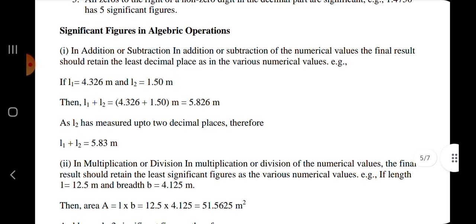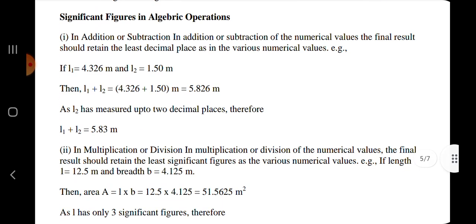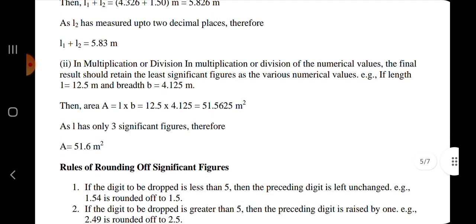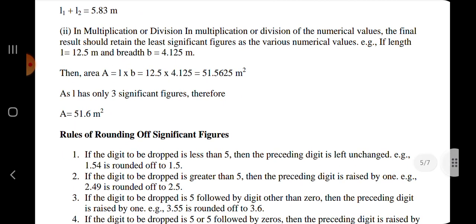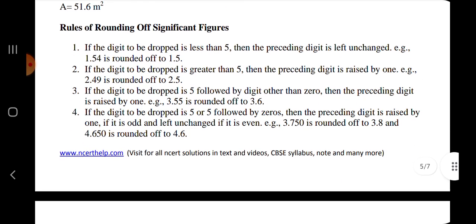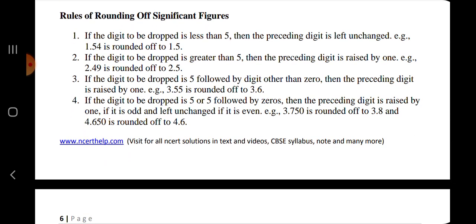Then significant figures in algebraic operations. In addition or subtraction of numerical values, the final result should retain the least decimal places as in the various numerical values. And in multiplication or division, the final result should retain the least significant figures as in the various numerical values. Rules of rounding of significant figures.